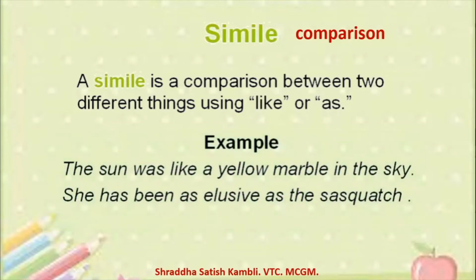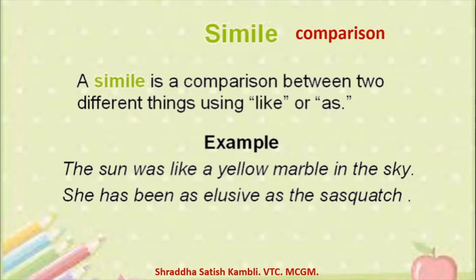Then let us look at some examples. The sun was like a yellow marble in the sky. She has been as elusive as a Sasquatch. Let us look at the first one. The sun was like a yellow marble in the sky. See, what is a marble? A marble is something which children play with, isn't it? Kanche. We call it kanche in Hindi. So here the sun is being compared to a yellow marble in the sky. This is an example of simile because the word like has been used here, and the sun in the sky is being compared with a yellow marble.